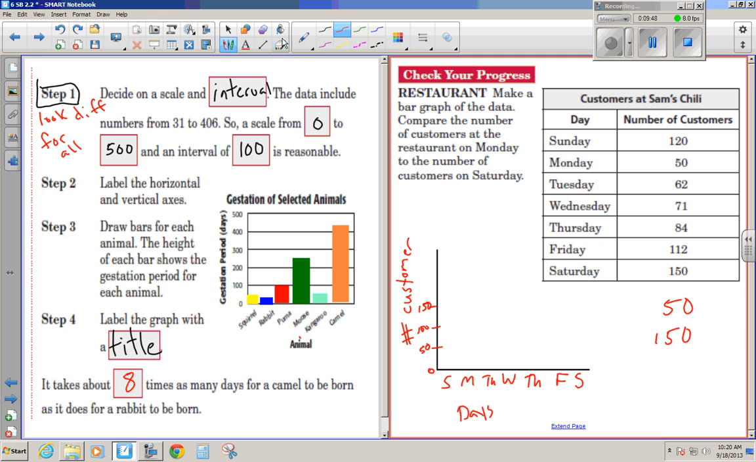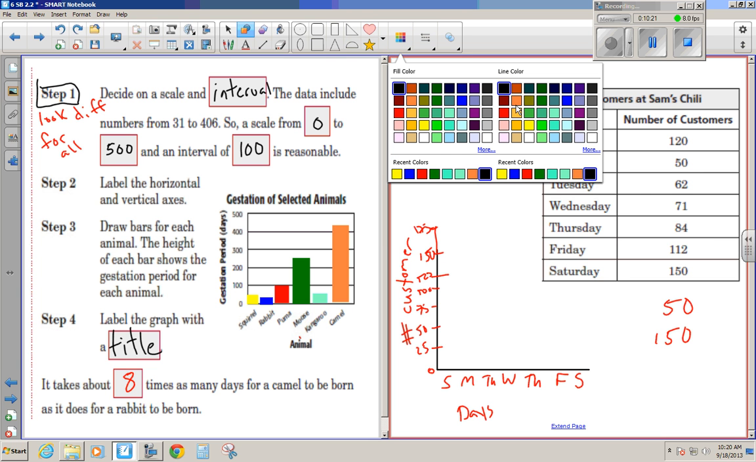You could also make the scale go by 25. So this could be 25, 50, 75, 100, 125, 150. And just for good measure, we're going to do 175 as well. That's probably better because it'll spread your graph out a little bit. Now let's draw, we're doing a bar graph. So now we simply make a bar.